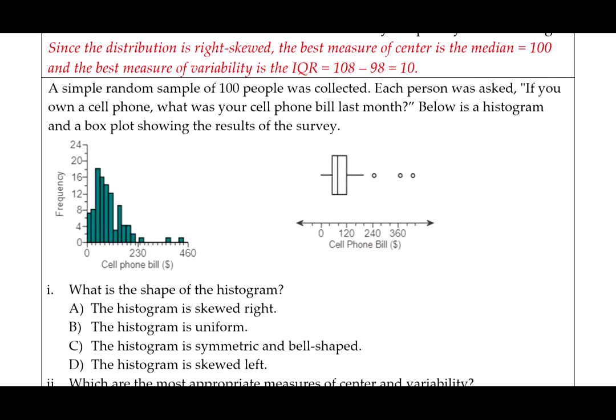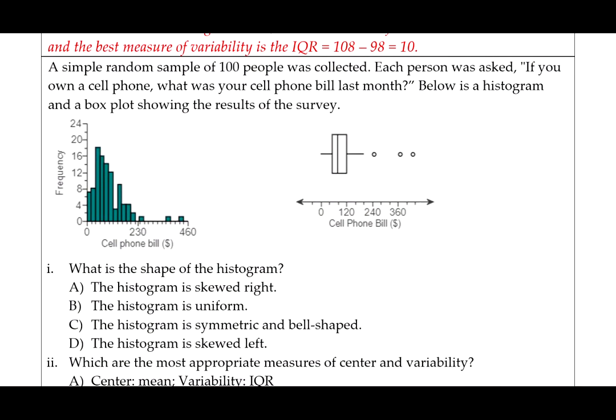A simple random sample of 100 people was collected. Each person was asked, if you own a cell phone, what was your cell phone bill last month? Below is a histogram and a box plot showing the results of the survey. Part 1 says, what is the shape of the histogram?